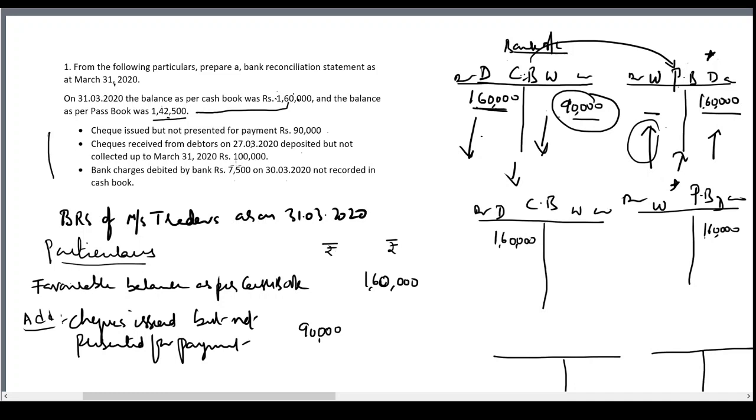So what we are saying, we have received some checks from our debtors on 27th March 2020. They have been deposited in the bank, but the bank is not yet able to collect cash. In our fundamentals topic, we have already discussed, as soon as we receive a check, we are going to record a deposit in our books. We are going to pass an entry bank account to debtors account. So on 27th March itself, we have debited our bank account 1 lakh rupees.